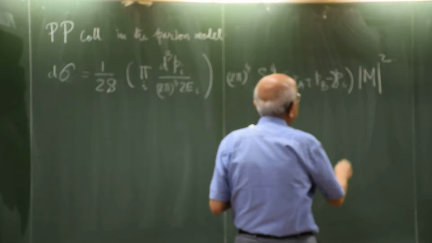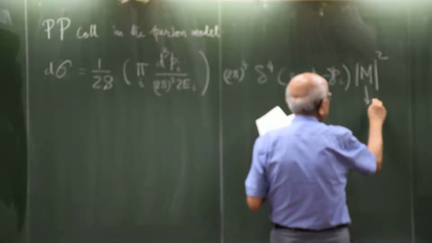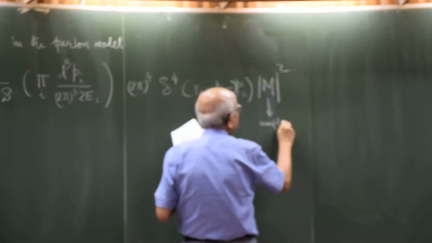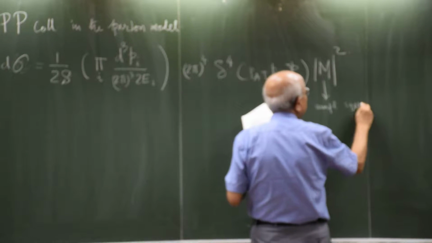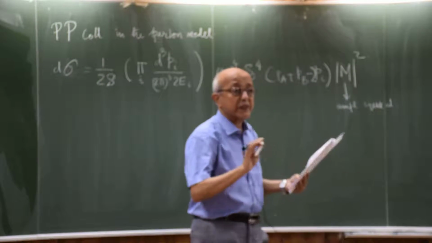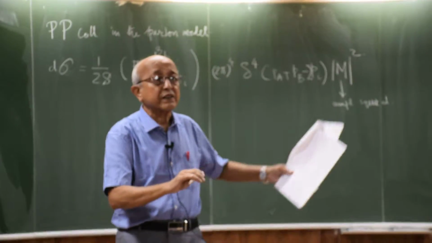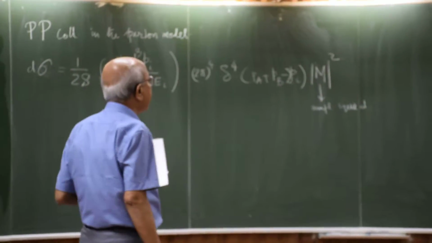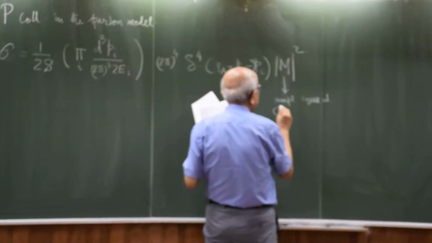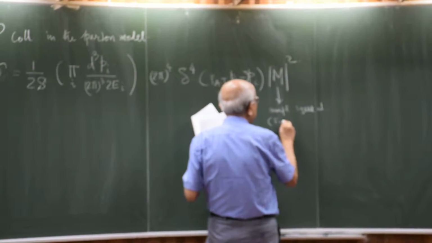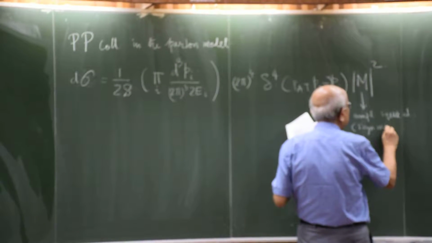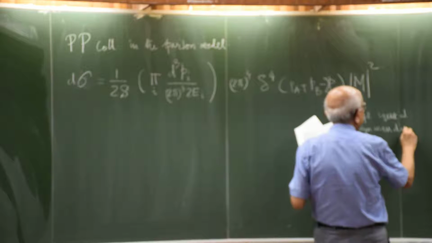Terms one by one. Now this is the amplitude squared. Now this is actually the dynamics, that is, the interaction of the particles is included here, and this is evaluated from Feynman diagrams using Feynman rules. So this is the part which is associated with Feynman diagrams.